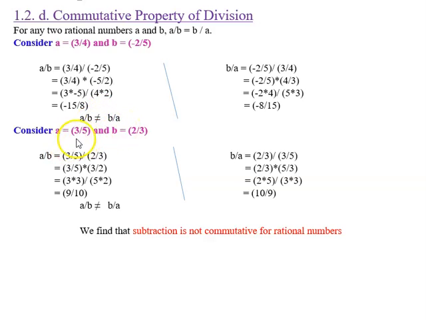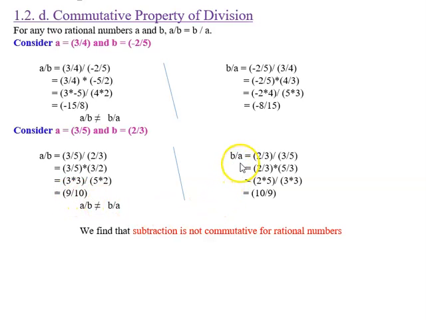We'll check with one more example. So consider a as 3 by 5 and b as 2 by 3. So a by b is 3 by 5 divided by 2 by 3. So division, we are converting it into an inverse multiplication. 3 by 5 times 3 by 2. So we are multiplying numerator and denominator separately. So 3 times 3 divided by 5 times 2. 3 times 3 is 9, 5 times 2 is 10. So a divided by b is 9 by 10.